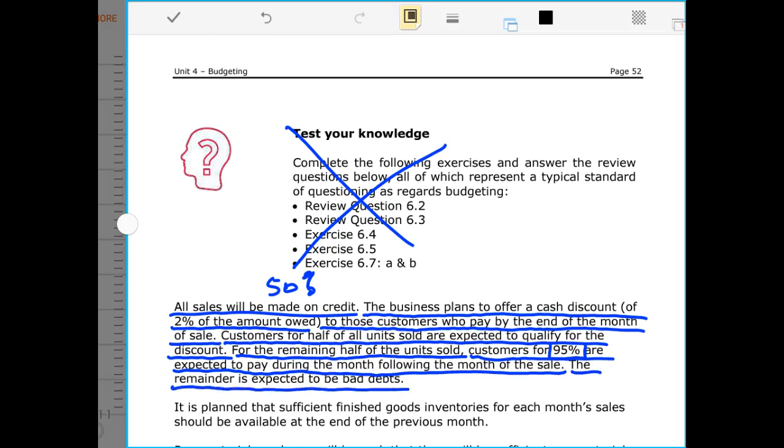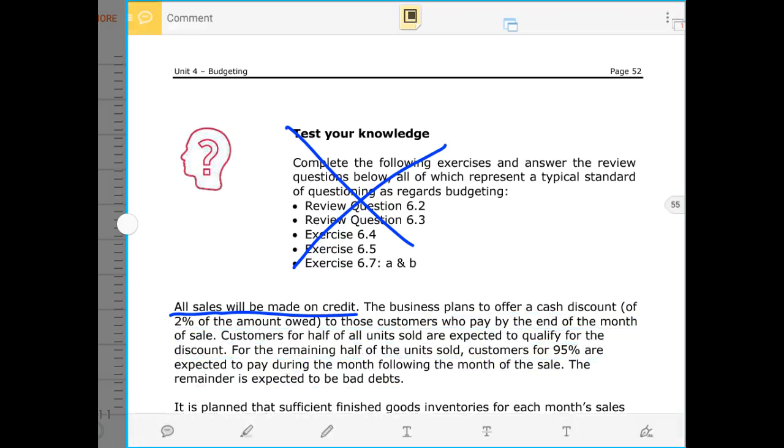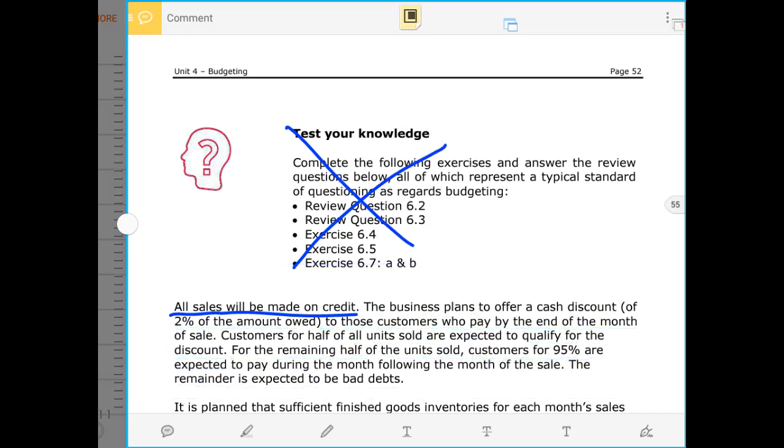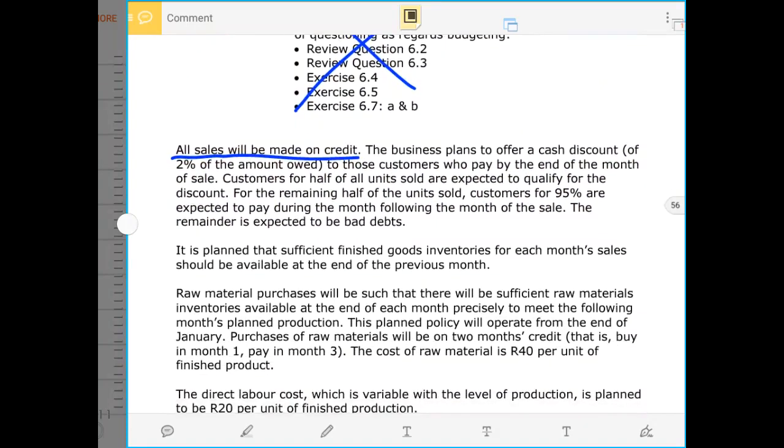So now that means out of the half, only 95% will be received. Therefore the rest of the 5% will be a bad debt or a credit loss. That is why, of the half that will pay 1 month later, there will only be 95% of them, because 5% of the half of the remainder will be a bad debt. So we'll do that when we do our trade receivables budget or calculating the debtors collection.